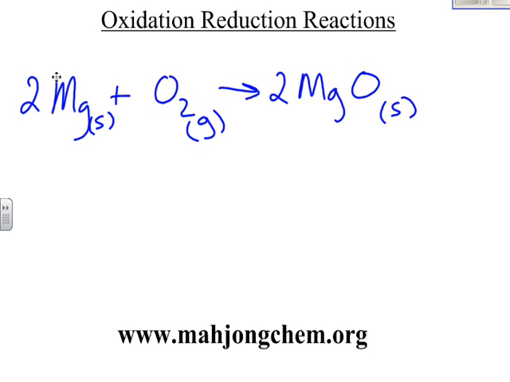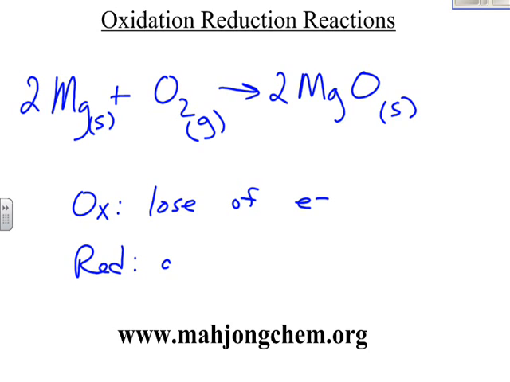Oxidation is the loss of electrons, and reduction involves the gain of electrons. You can't have one without the other. If one thing's losing electrons, it has to be gained by something else. If something's gaining electrons, they must be lost by something else.